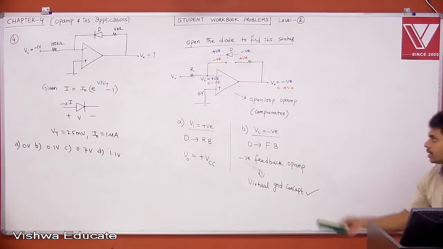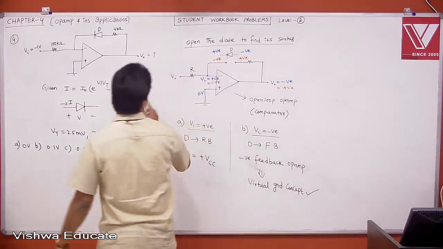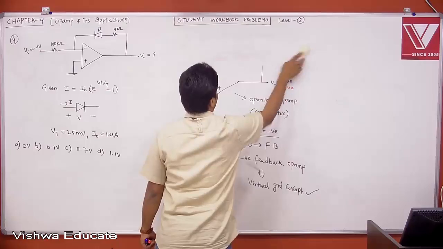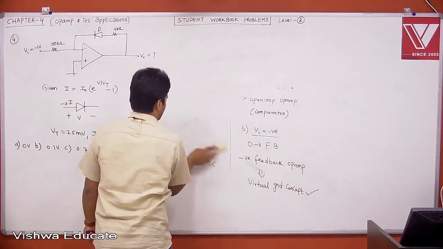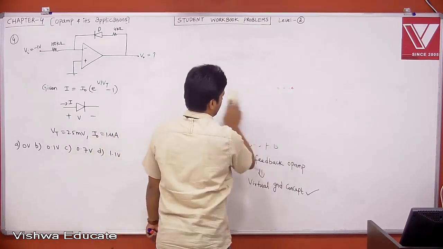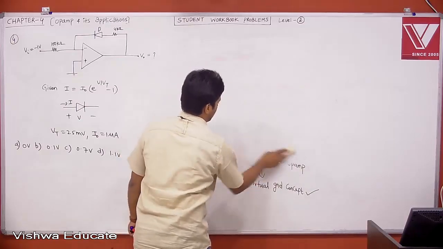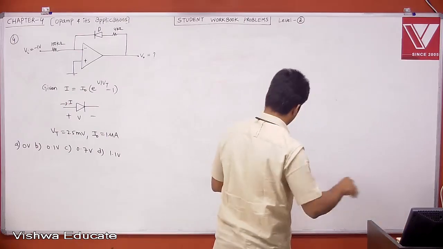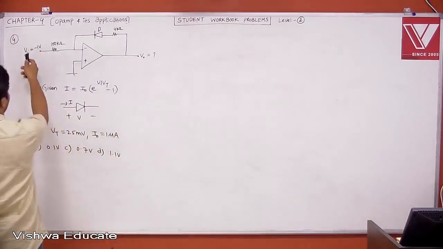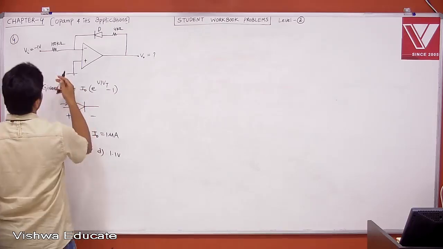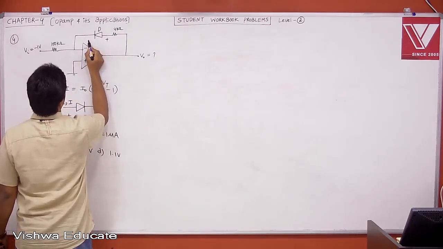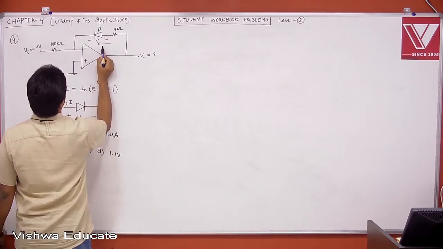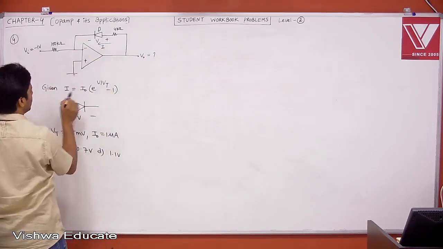Okay. Now let's find the output. Now, for the negative values, let us apply the virtual ground concept. Let us say this is the voltage across the PN junction diode, V. Then the current flowing through the PN junction diode is I. And the relation between I and V is already given.